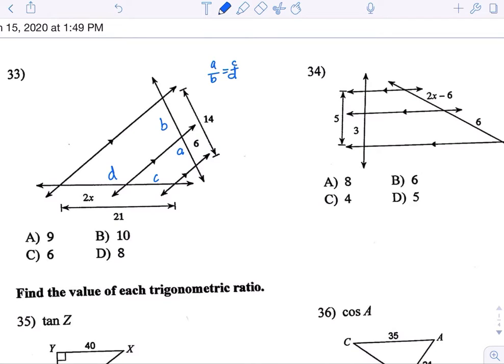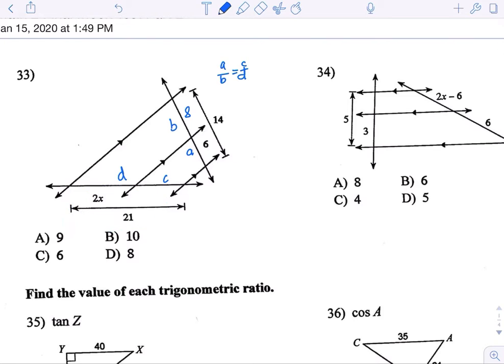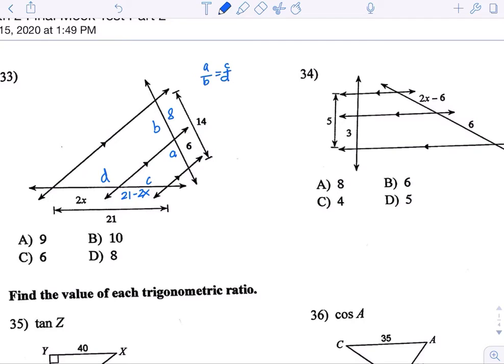So recall, the whole minus the part will give you the other piece. So 14 minus 6, you guys, it's 8. So that section is 8. For this side, it's 21, the whole, minus the part. So this one is 21 minus 2x. And this will help us because if we use our proportional ratio, we get 6 over 8 is going to be equal to 21 minus 2x all over 2x.